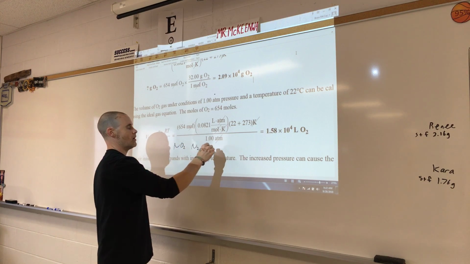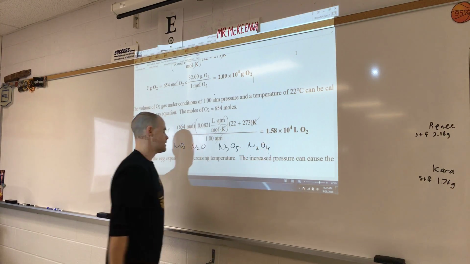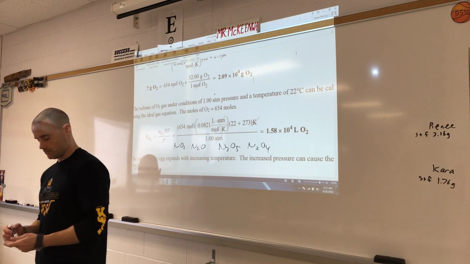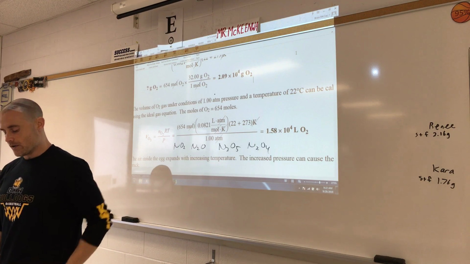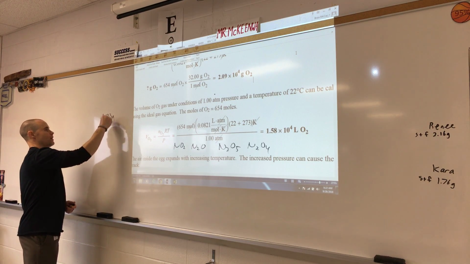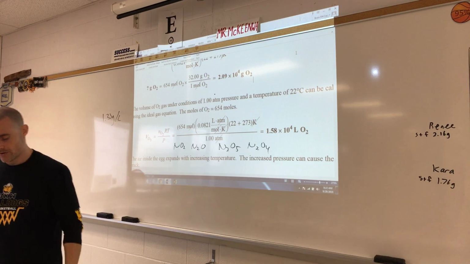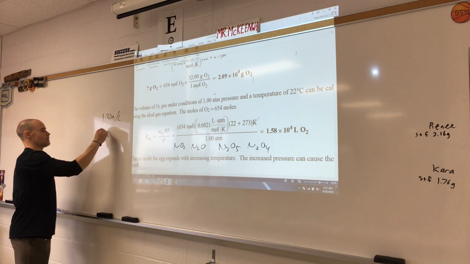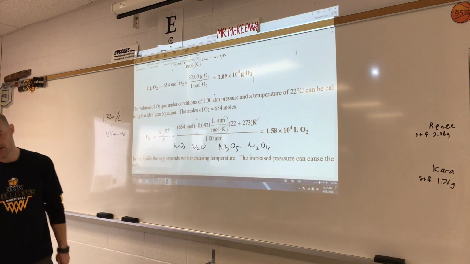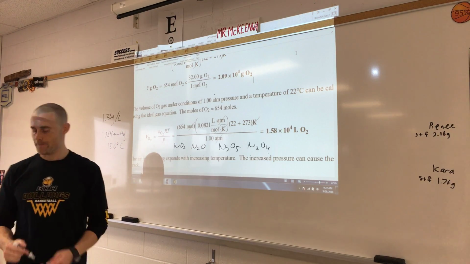N2O, N2O5, I think it forms N2O4. There might be another one I'm forgetting. So those are your options. One of them has a density of 1.33 grams per liter, measured at 764 millimeters of mercury at 150 degrees. Calculate the formula.